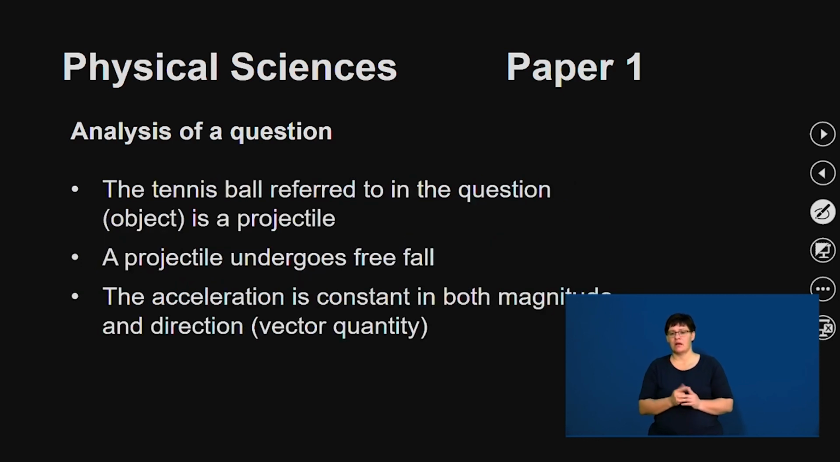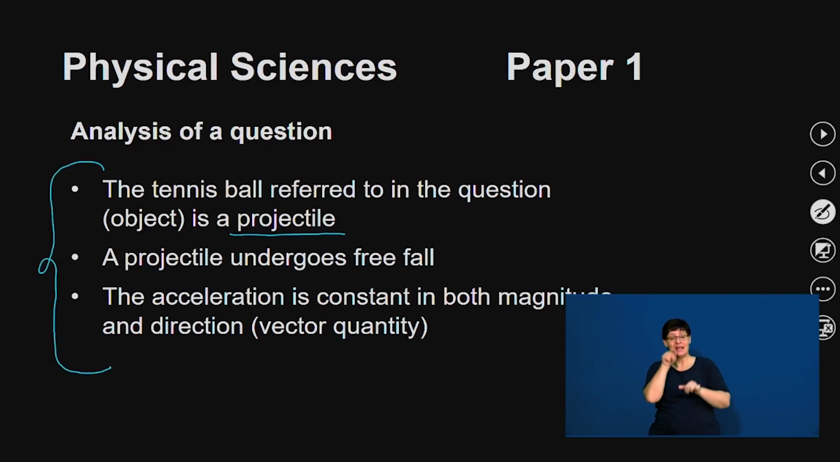In the case of that object which was thrown, it could be a tennis ball, it could be anything, that object is a projectile, we're fine with that, and we're saying that a projectile undergoes free fall, the acceleration remains constant. Guys, these are the key ideas that make up VPM in this question.